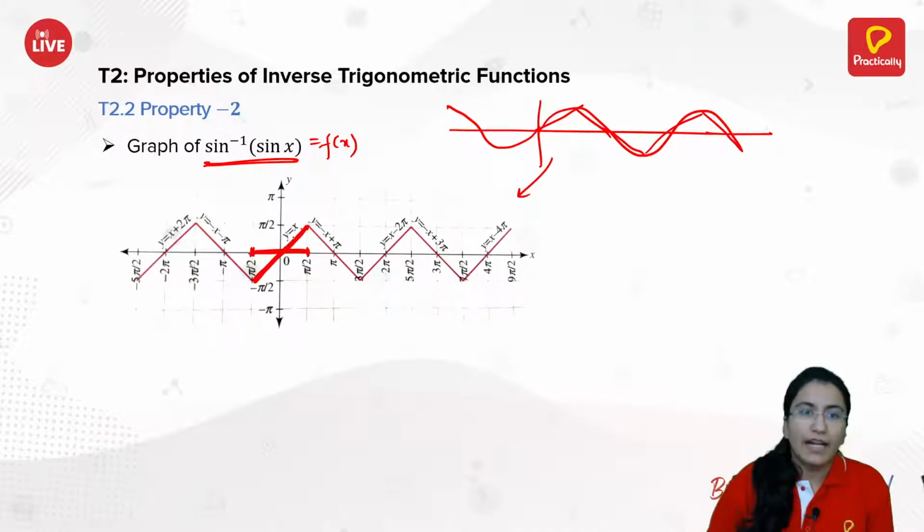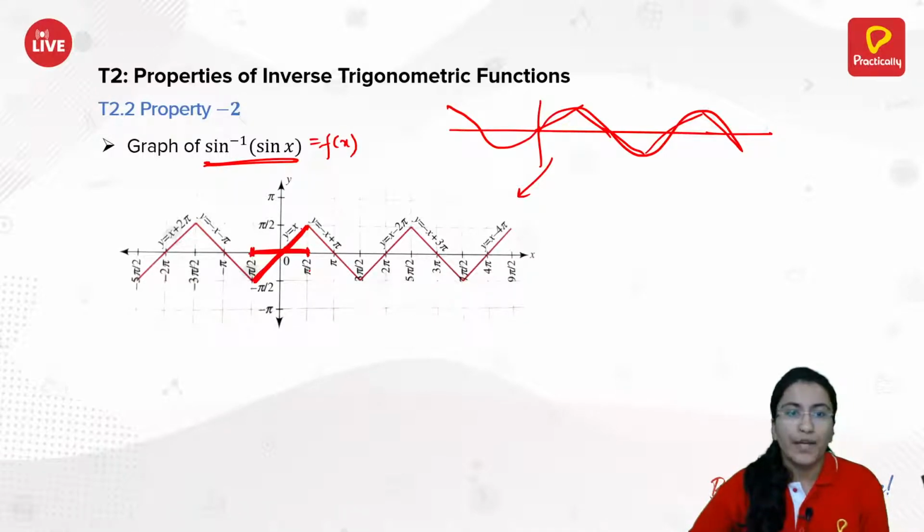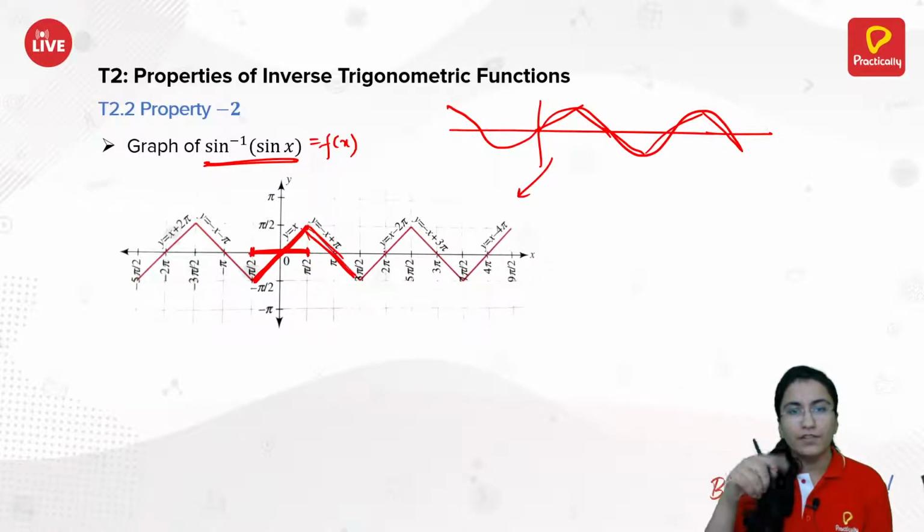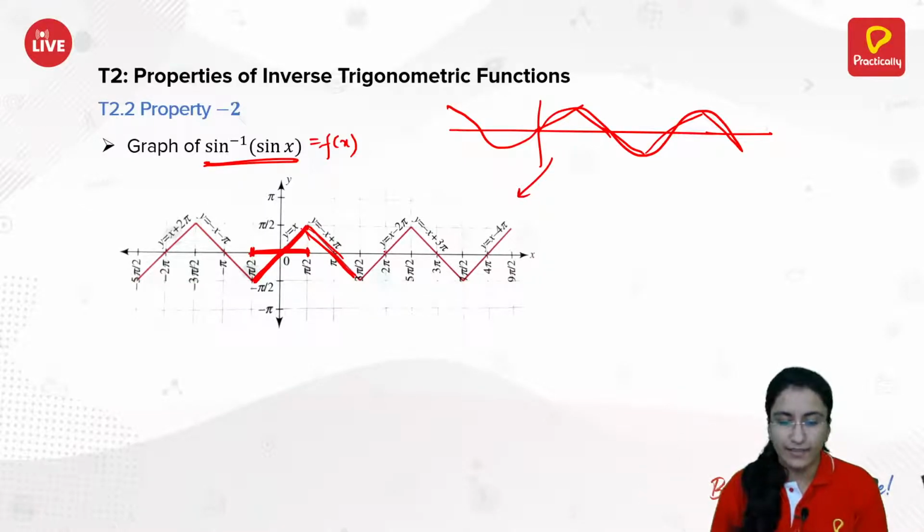This much is y equal to x, and at pi by 2 it decreases. From pi by 2 to 3 pi by 2 it decreases, again from 3 pi by 2 to 5 pi by 2 it increases. It is basically a periodic function: increasing, decreasing, increasing and decreasing.